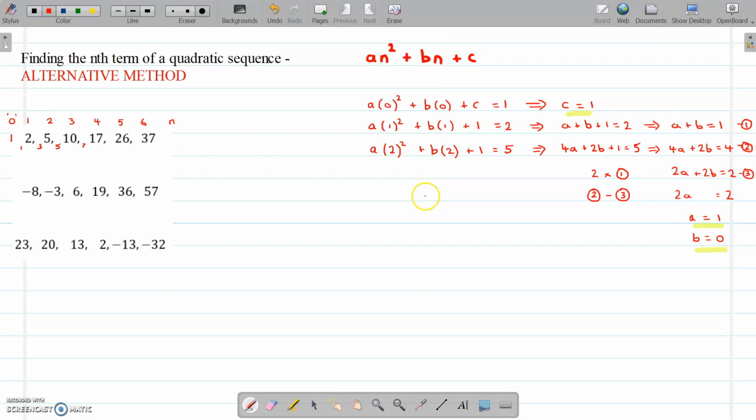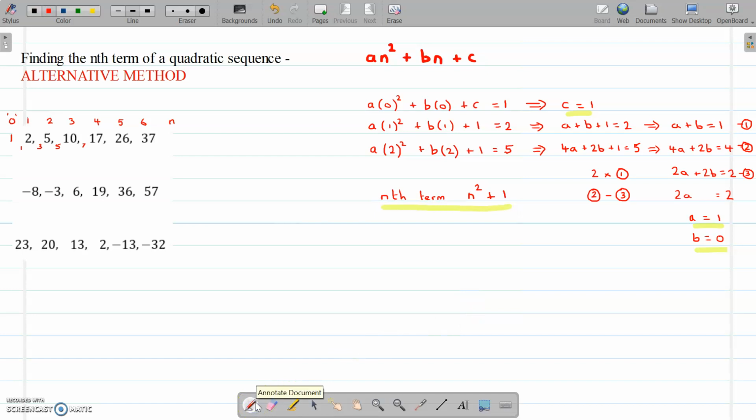So the answer to the question is the nth term rule. The nth term is given by 1n squared, plus 0n, which is just 0, plus c, which is 1. And if you look at the previous video, you'll remember that we got that result using the table. So that's the answer for the first sequence.